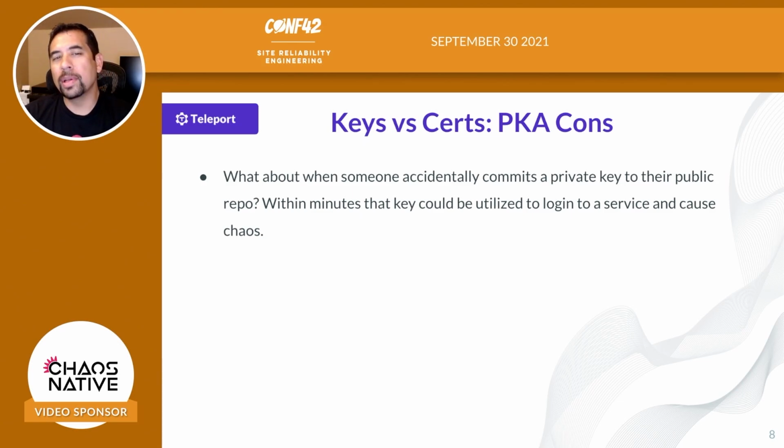So what about when someone accidentally commits a private key to their public repo, right? Within minutes, this can be utilized to log into a service and cause chaos. Let me pull a story time, ladies and gentlemen. Years ago at a place I worked at, we had a gentleman that was one of our new DevOps engineers, SREs. Coming from a traditional world, they weren't used to using GitHub and committing stuff out there. So they had their private key for AWS, and they accidentally committed it to their repo, and that repo wasn't set for private. It was a public repo out there for testing. Well, guess what happened? As you can imagine already, bots were able to scan that within minutes.